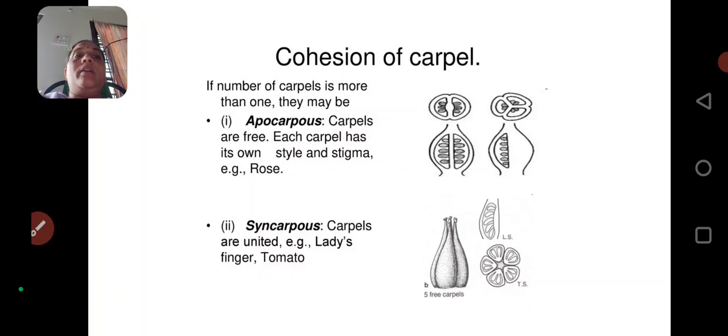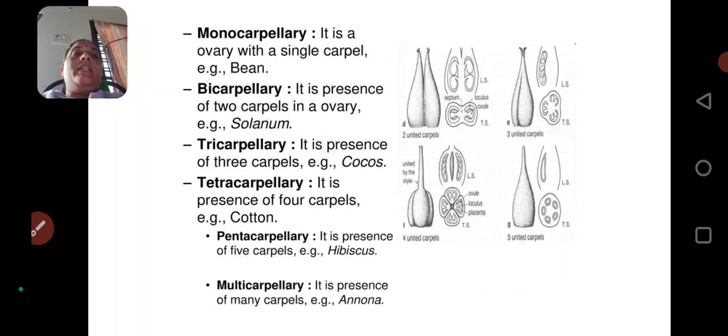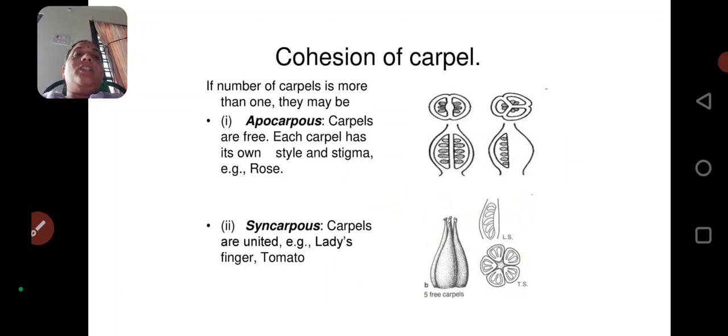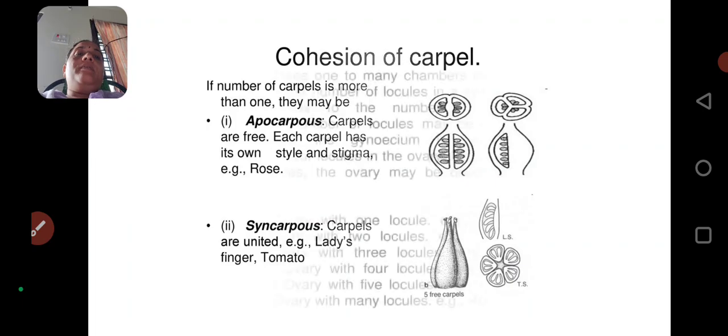Here we have to observe that the carpels are free. Each carpel has its own style and its own stigma. Next, syncarpous. Syncarpous means carpels are united like this. Example, lady's finger and tomato. These are the pictures showing syncarpous.